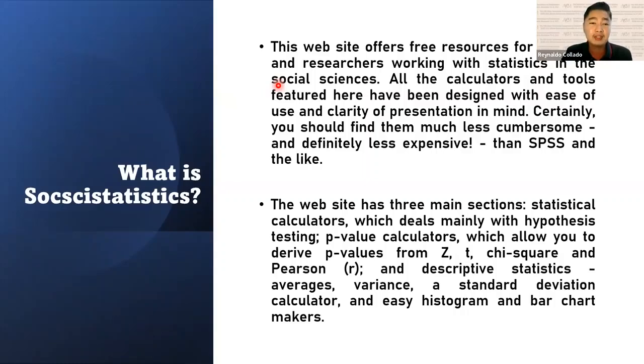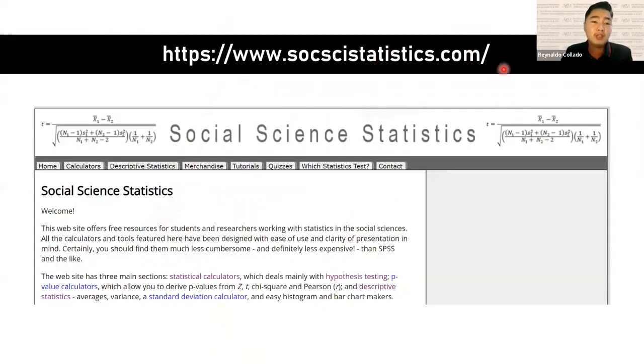The website has 3 main sections, which you would be able to see later on: the statistical calculators, which include the hypothesis testing, p-value calculators, and so on. And you could also see the descriptive statistics button later on, as well as some features of the website. So upon going to this URL, https://www.socsistatistics.com, you would be able to see this homepage.